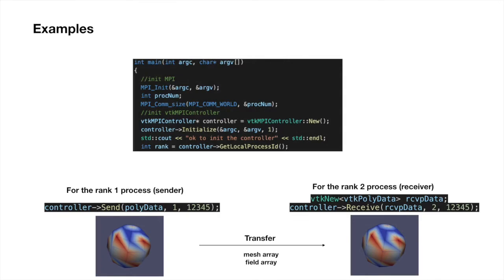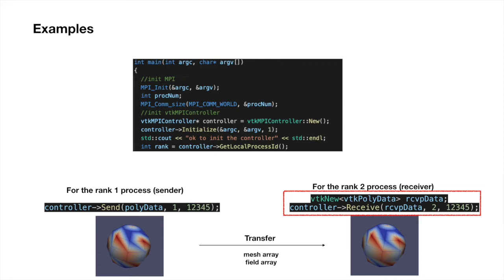In this example, we show how to transfer VTK polygonal data between two MPI processes based on the data transfer interface provided by the VTK library. The interface is quite simple actually. We just need to initialize a vtkMPIController and then call the send API at the data sender, such as a rank 1 process, and then call the receive API at the receiver, such as a rank 2 process in this example. The interfaces shown here are quite similar to the MPI send and receive primitive.